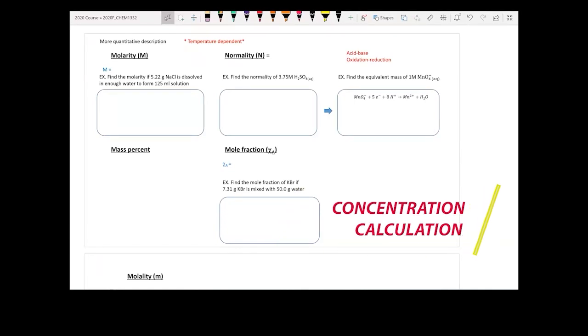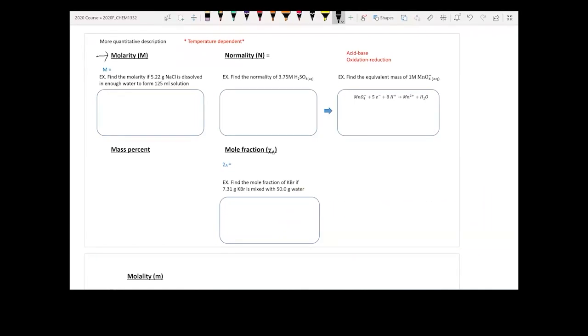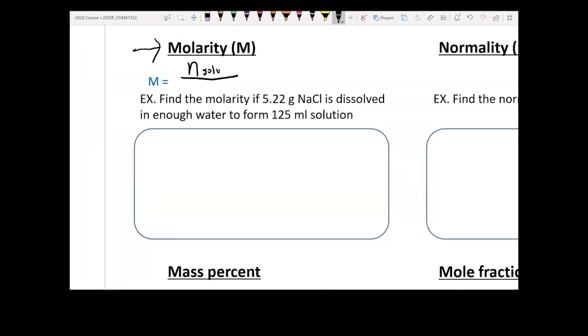The first concentration we are going to talk about is called molarity. The definition of molarity is the number of moles of your solute divided by the volume of your solution. The volume must have the unit of liters. The number of moles of your solute can be calculated through the mass of your solute divided by the molecular weight of your solute. Let me give you one example.